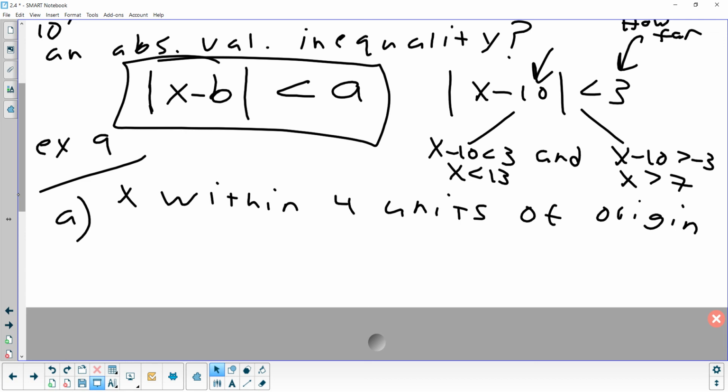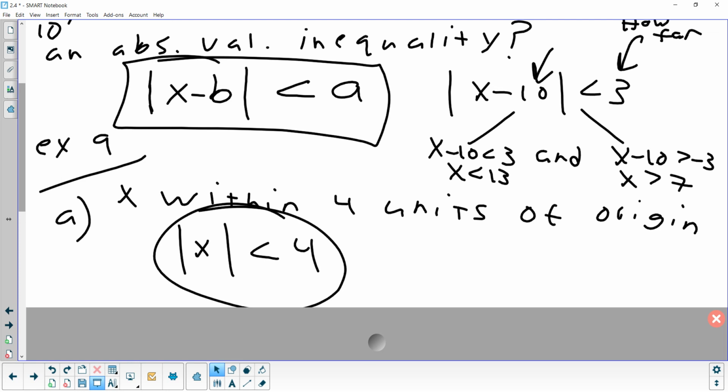So if we are within 4 units of the origin, what would B be? Yeah, it would be 0. We don't even need that. And A is how far away you're allowed to go from that number. How far away can we go from the origin? Within 4. So there's a formula that represents within 4 units of the origin: any number that has an absolute value less than 4.